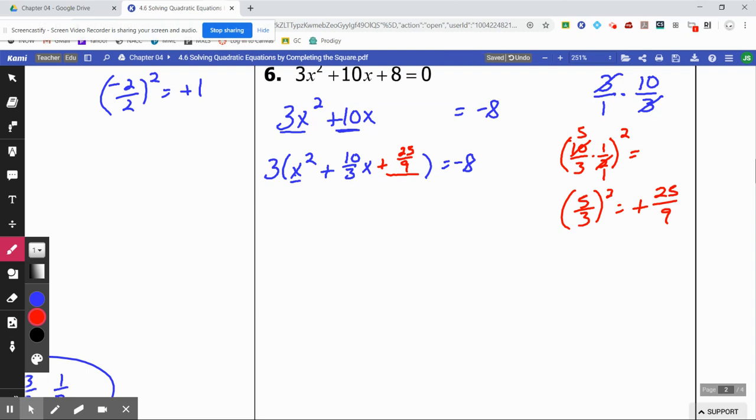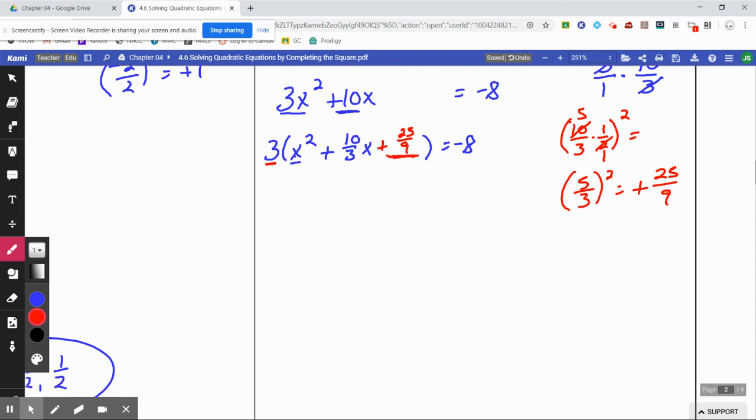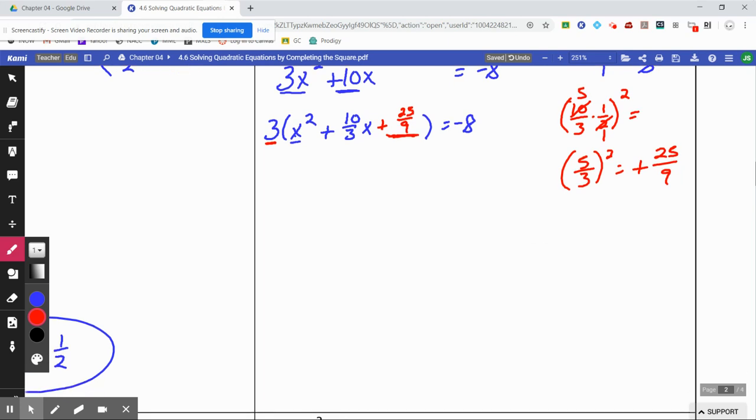However, we did not add 25 ninths to the left side. We added 3 times 25/9 to the left side. So in order to find out what to add to the right side, I'm going to have to do 3 times 25/9. Cross cancel, that gives you a 1 and a 3. That is 25/3. That is what you're going to add to the right side.